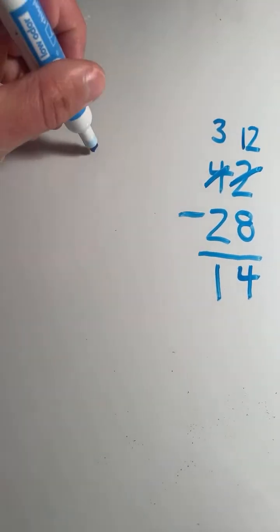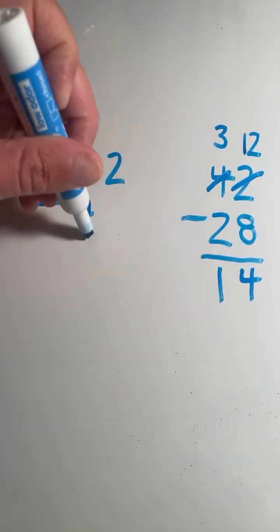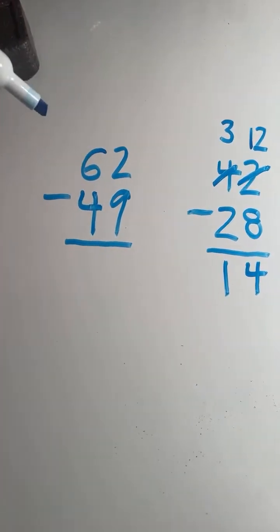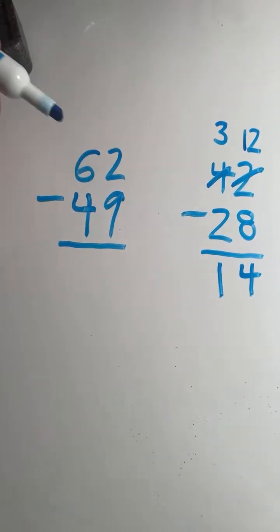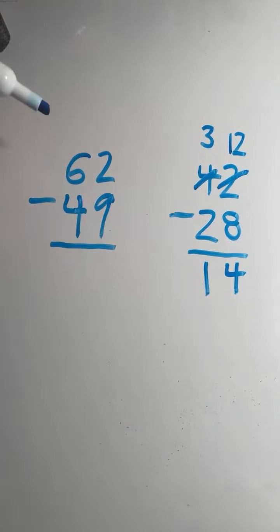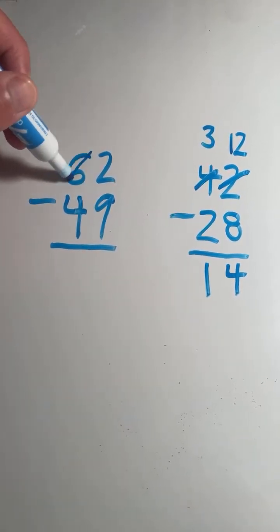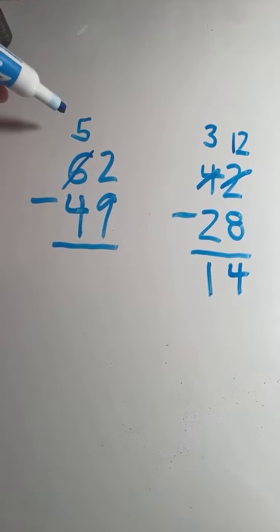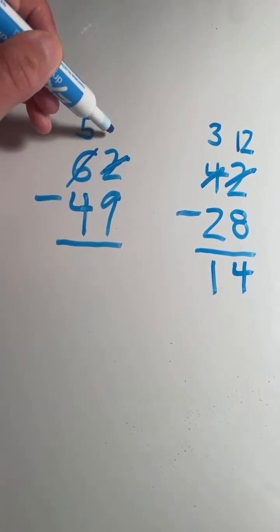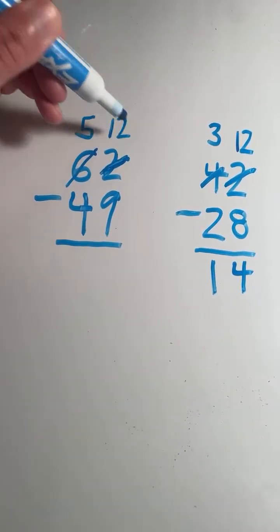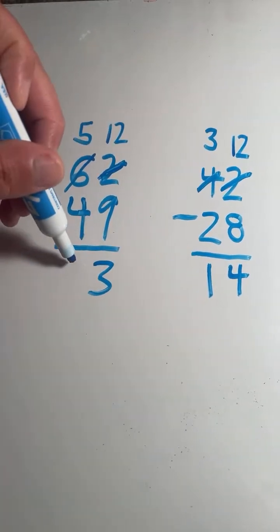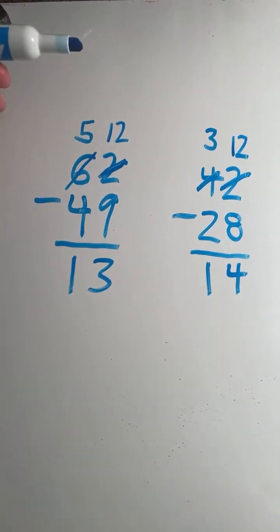All right, next problem. 62 minus 49. Checking if regrouping is needed, and it is, because you cannot start out with 2 and take away 9. The bottom digit is bigger in the ones place. So we're going to regroup. So the 6, we're going to make that a 5. The 2 becomes a 12. We are taking away 1, then we are adding 10 to the number in the ones place. 12 minus 9 equals 3. 5 minus 4 equals 1. And our answer is 13.